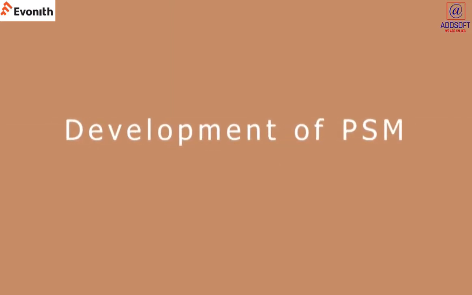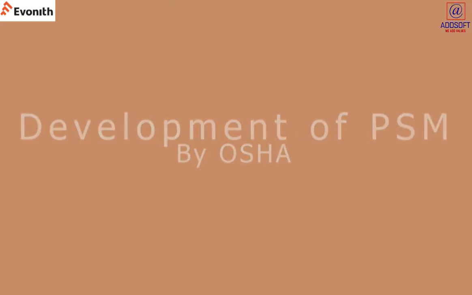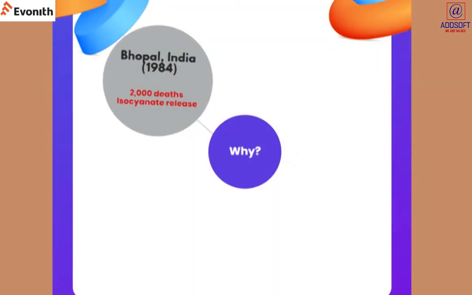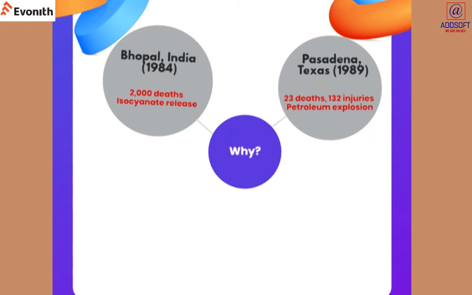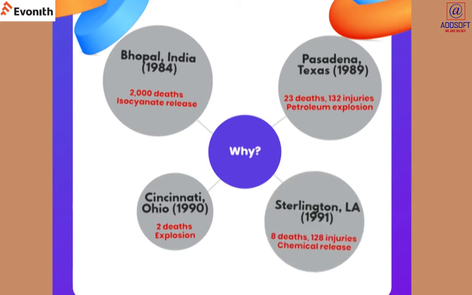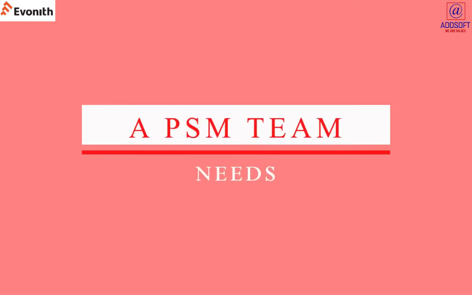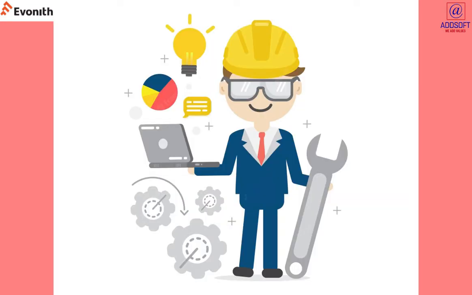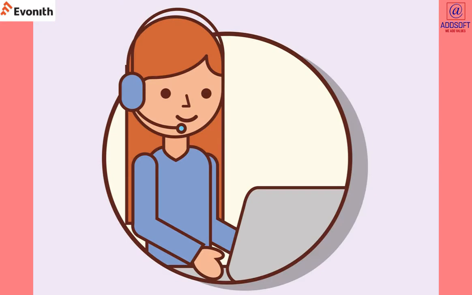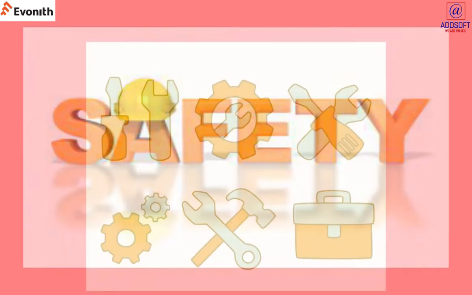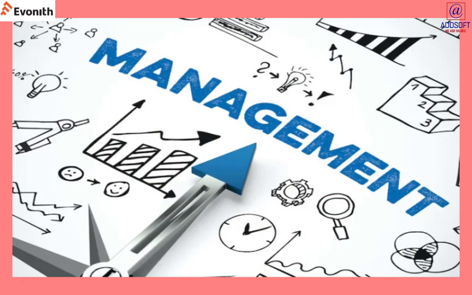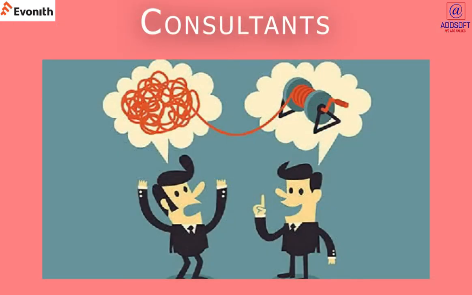Some of the highlighted accidents for which OSHA developed PSM: Bhopal, India, 1984. Pasadena, Texas, 1989. Cincinnati, Ohio, 1990. Sterlington, LA, 1991. PSM needs a team that has process engineers, operators, safety, maintenance, management, consultants.